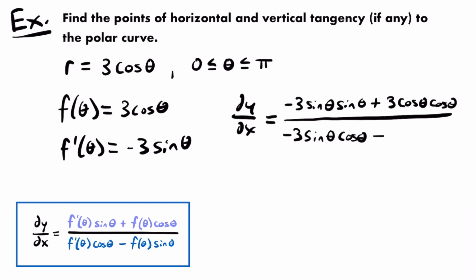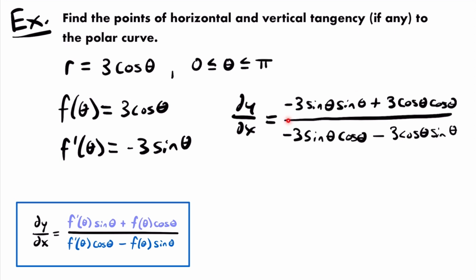And then we will subtract, right? We have a negative sign right here. So we are subtracting f of theta times sine theta, and f of theta is 3 cosine theta. So we'll have 3 times cosine theta times sine theta.